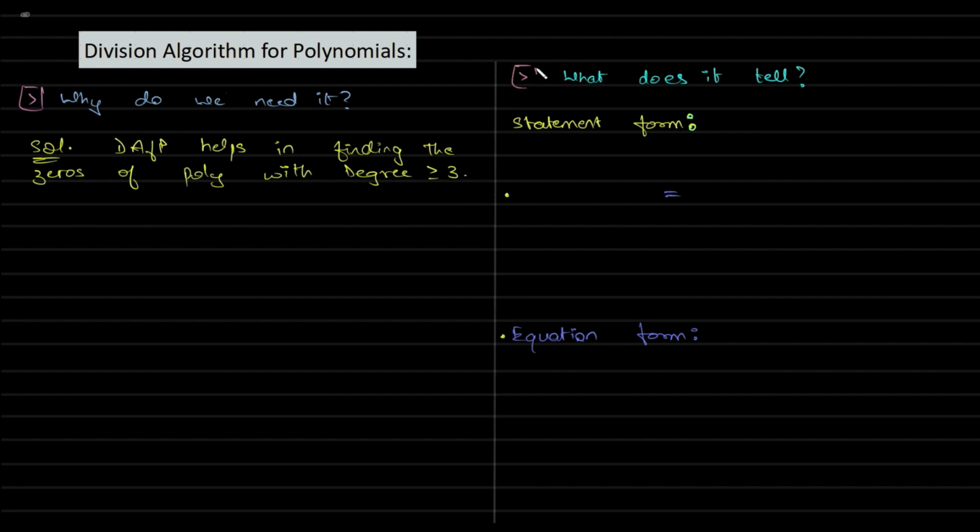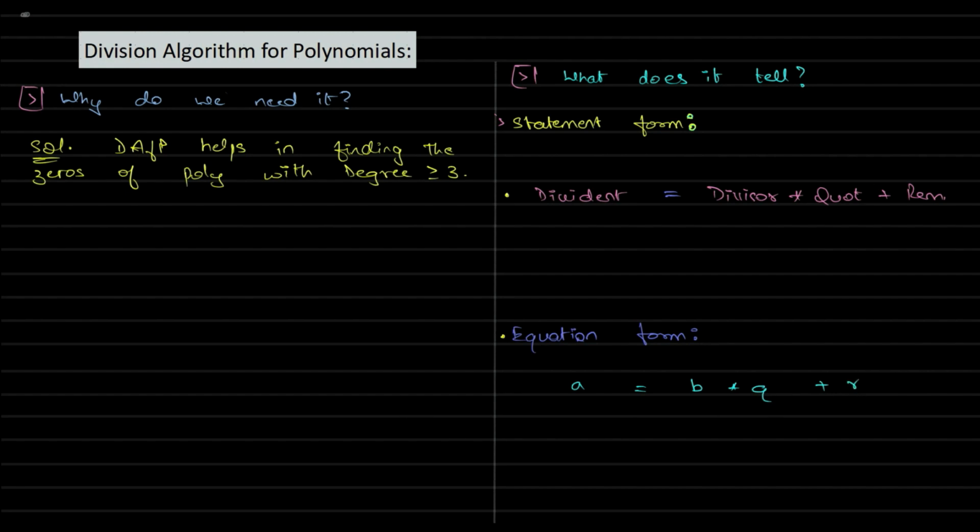So next thing is, what does the division algorithm tell? The statement form. So you guys already know this. It just tells that dividend is equal to divisor into quotient plus a remainder. That's it. So if we convert this to equation form, it will be A is equal to B into Q plus R, is it not?